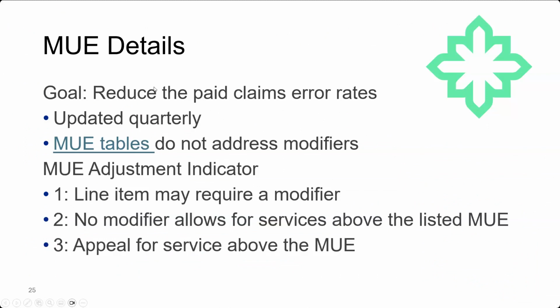So in MUE details, they reduce the claims error rate. That's the goal of them. Someone asks if the MUE was to reduce anatomical variations or problems with that, and the answer is no, not really. It really is to make sure that things are done correctly. We are going to update those quarterly, just like the other ones where I said you're going to have an A, B, C, and D. However, MUEs, when they're updated, it's one table set. Just keep in mind, 1 is a line item, may require a modifier. 2, no modifier allowed on this service above the listed MUE. And 3 means, by the way, there might be information that you may need to know, but what you're really looking for is that it's going to have to be given to us in an appeal.